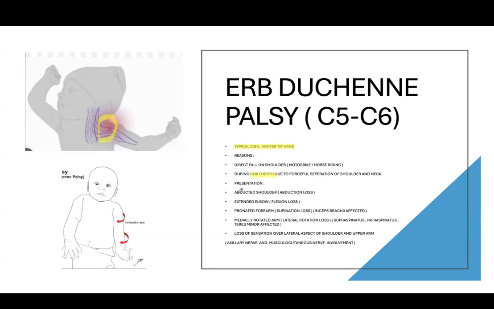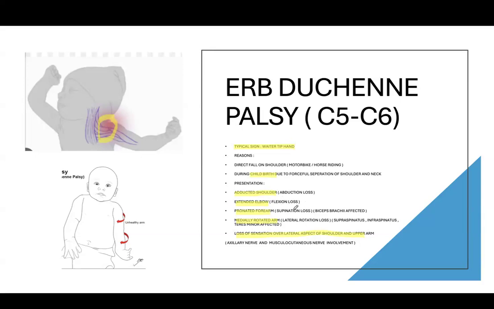So the patient would present with an adducted shoulder, meaning it would be right next to the body. The elbow would be extended, the forearm would be pronated, and the arm would be medially rotated. This is what will happen. And then in terms of sensation, you will have a loss of sensation over the lateral aspect. The reason for the adducted shoulder is because you're going to have a loss of abduction, and we will see why in the next slide.